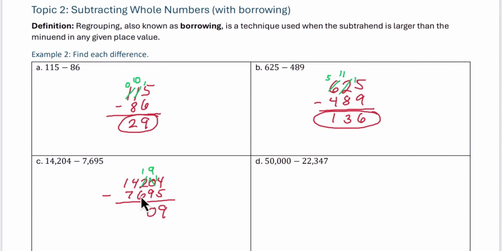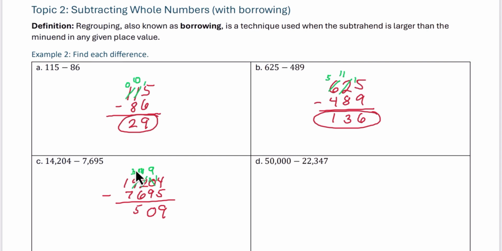Now we have 1 minus 6. We can't take 6 away from 1, so we'll have to borrow from the 4. The 4 becomes a 3. We'll put 1 beside the 1, making that 11. We now have 11 minus 6, which is 5.